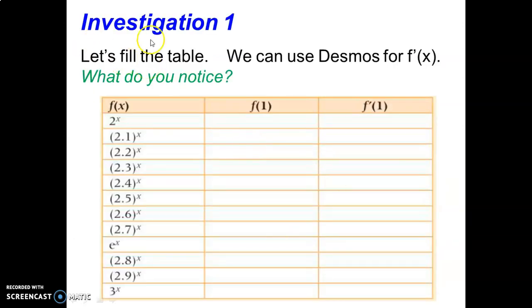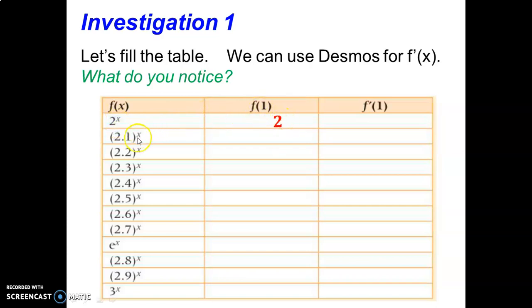But first, an investigation. We're going to fill this table with values, and we're going to use Desmos for the derivative part of the table. But this first part of the table should be easy because we have these functions. There's all these different functions starting with 2 to the x, and you're putting 1 into that function for x. So what do you get when you put 1 in there? Well, I hope you're thinking, obviously it's 2.